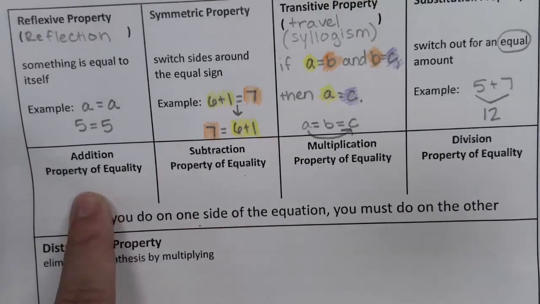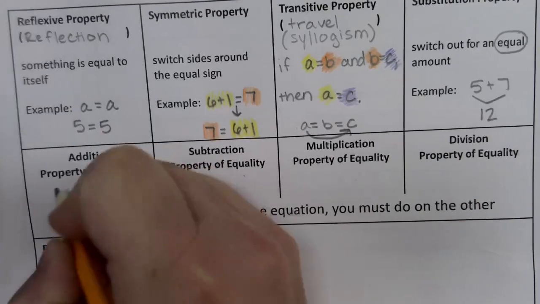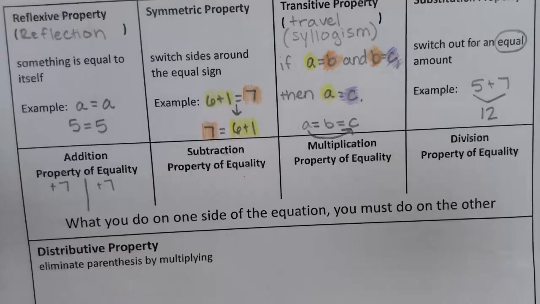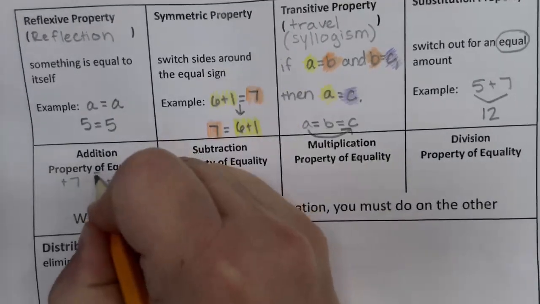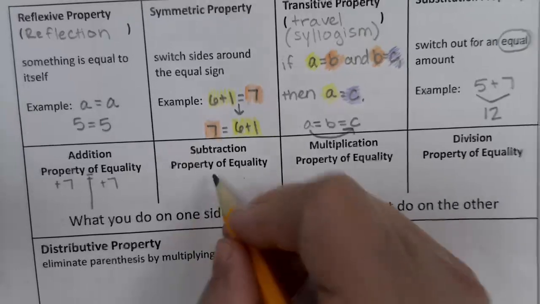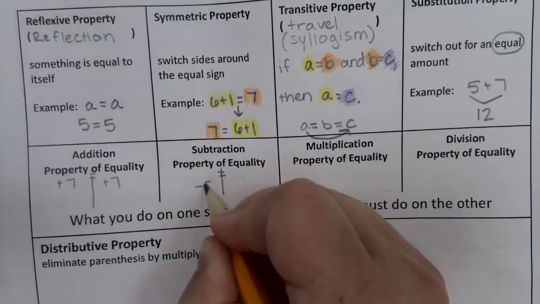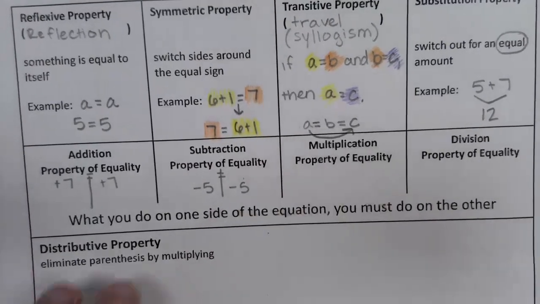Addition property of equality would be when you're adding to both sides. So if you have any equation and we add 7, that would be our addition property. If we had something equal. Subtraction property would be if we're minusing on both sides, so like minus 5 on one side, minus 5 on the other.